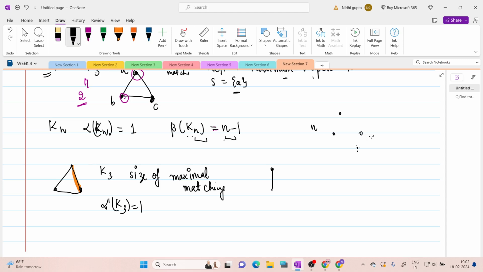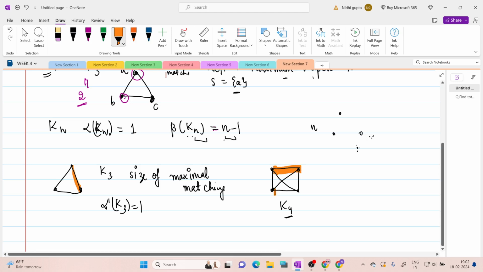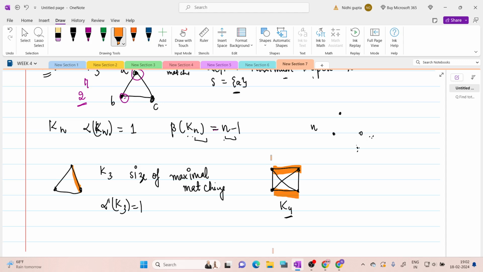What about K4? What is the size of maximal matching for K4? It is 2. Okay, good. Since we have covered all the vertices, we cannot have a bigger matching than this. This is a perfect matching. Now, what about K5? It is 2.